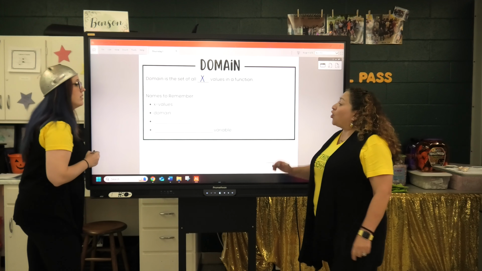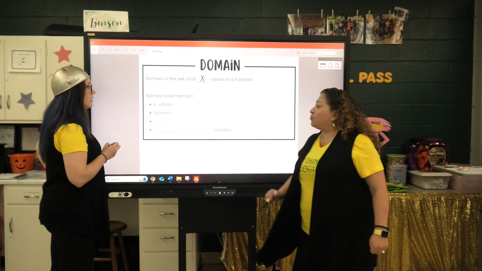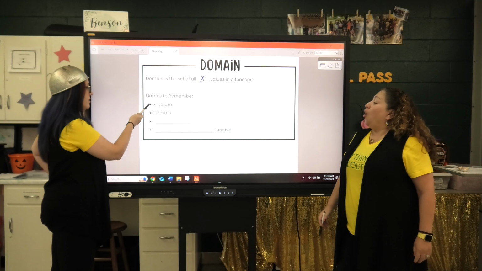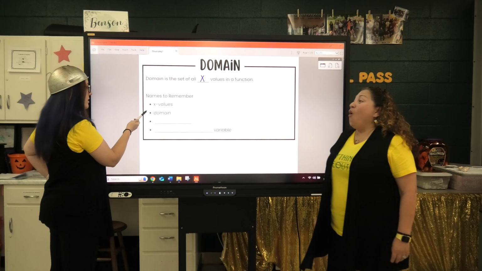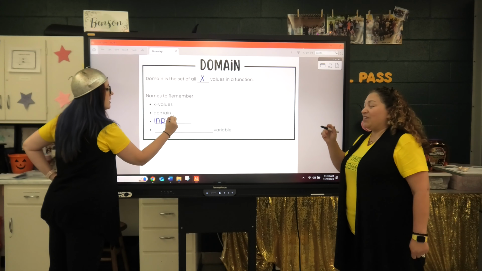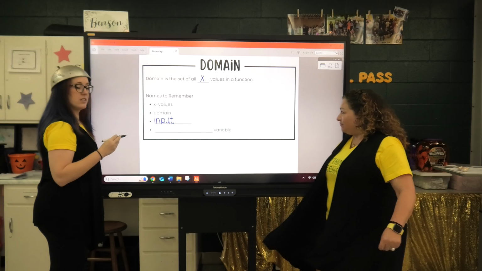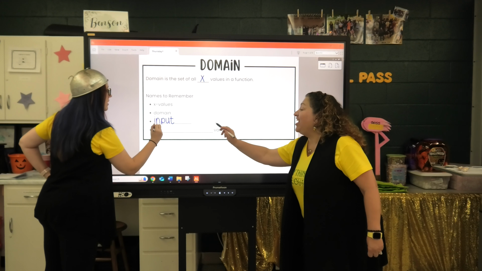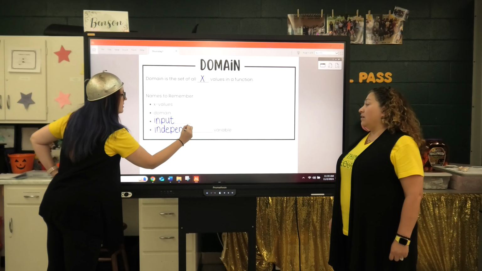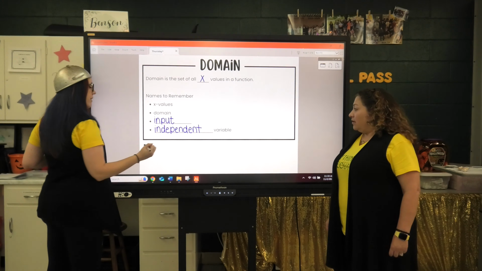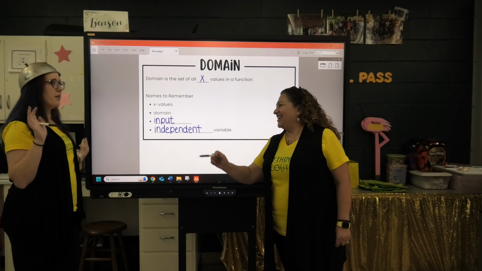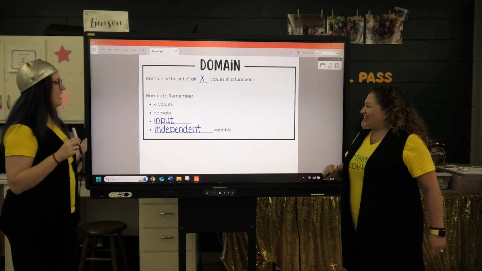But anyway, there are other names that the domain goes by, or the X values. Well, that's easy. You can call them X values. Or you can call it the domain, or you can call it the input, which is something you're putting into an equation. Or you can call it the independent variable. Independent, that's a beautiful word. Oh, wait. What's a variable again? A letter. Well, an unknown value, but we usually use letters. Yes, we use letters. Very good.